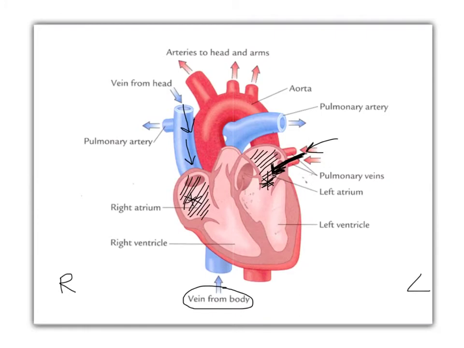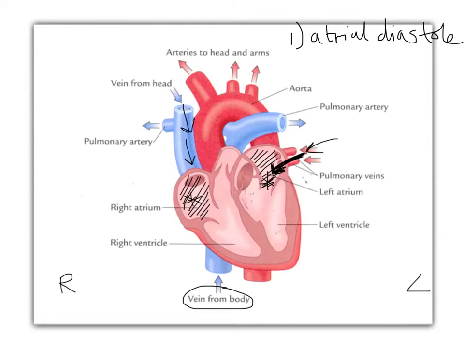That first stage is called atrial diastole. Atrial because it's involving the atrium on both sides, and diastole is the scientific word for a period of relaxation, so when the heart isn't actively contracting. So atrial diastole is when both atria fill with blood.